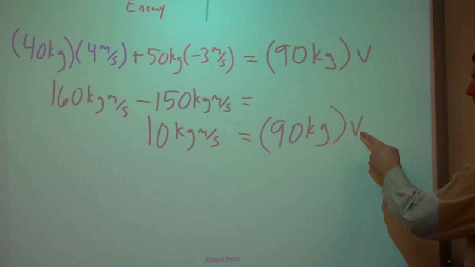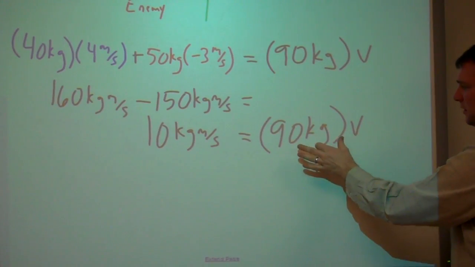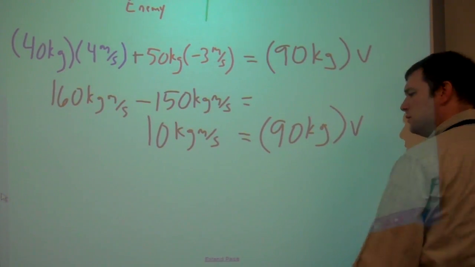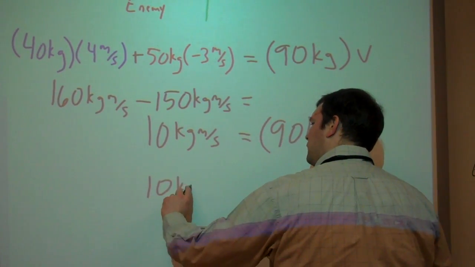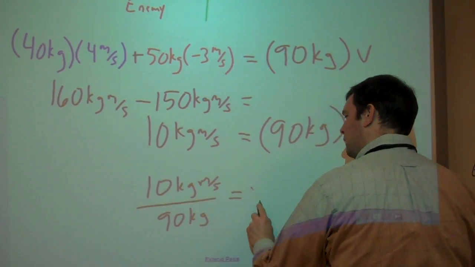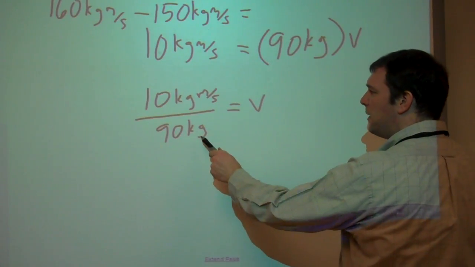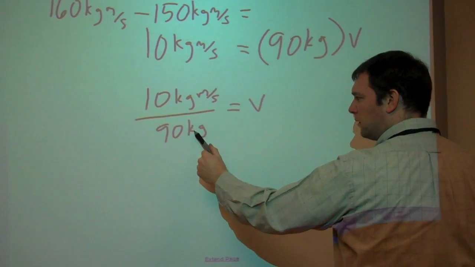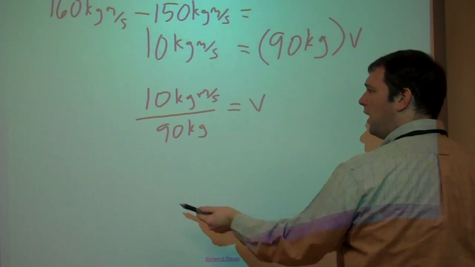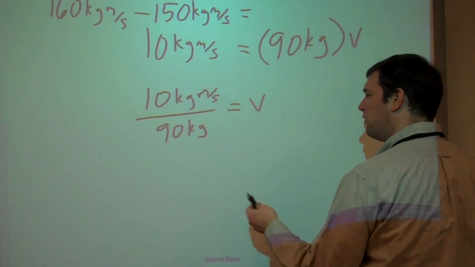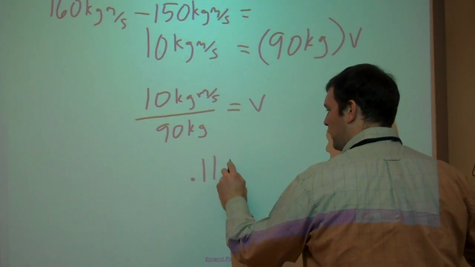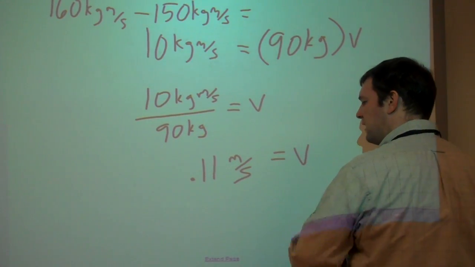So now if I wanted to know how fast, then I just need to get this v all alone, so I'm going to divide both sides by the 90 kilograms. Now when I do 10 kilogram meters per second divided by 90 kilograms, that's going to give me my velocity. Now, if you pay attention to the units, kilograms on top, kilograms on the bottom, the kilograms are going to divide out, and the unit I'm going to be left with is just the meters per second, and that's 10 over 90. 10 over 90 is 1/9, and you can put it in your calculator if you don't believe me, but that's going to be 0.11 meters per second is that velocity.